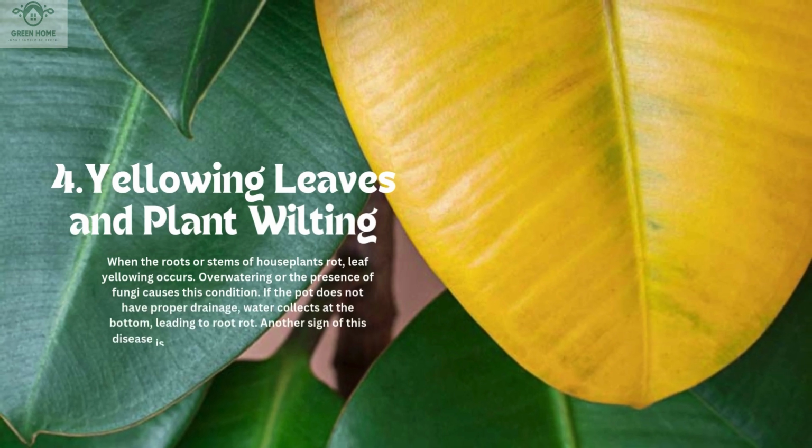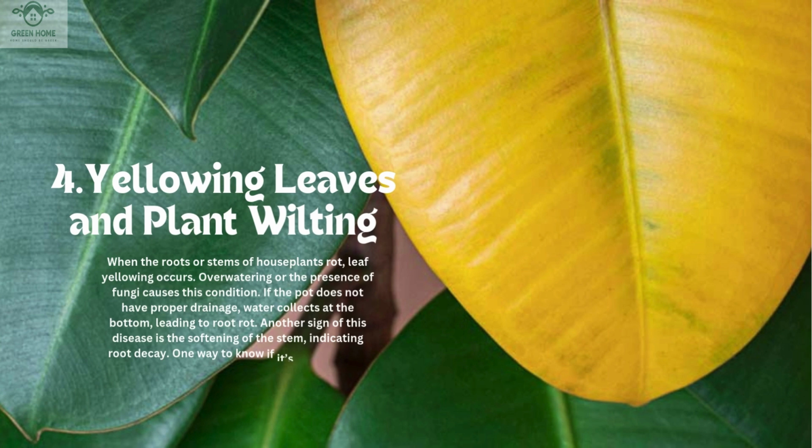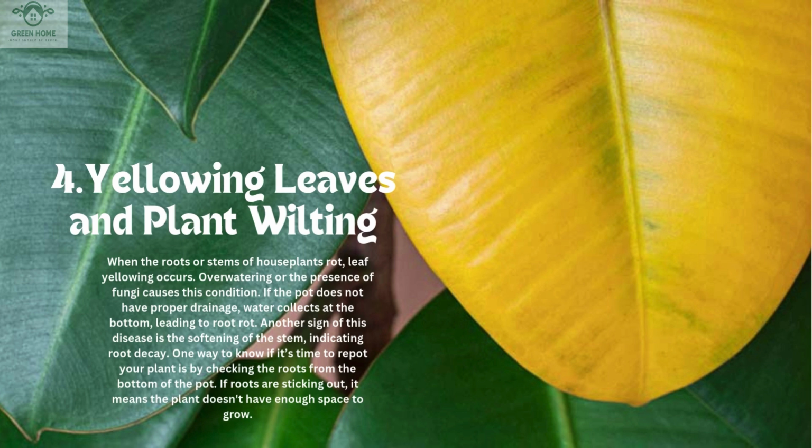4. Yellowing leaves and plant wilting. When the roots or stems of houseplants rot, leaf yellowing occurs. Overwatering or the presence of fungi causes this condition. If the pot does not have proper drainage, water collects at the bottom, leading to root rot. Another sign of this disease is the softening of the stem, indicating root decay.